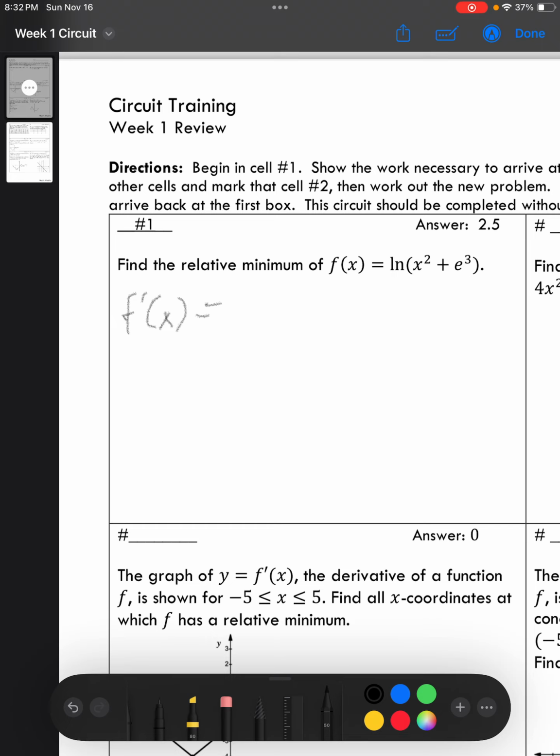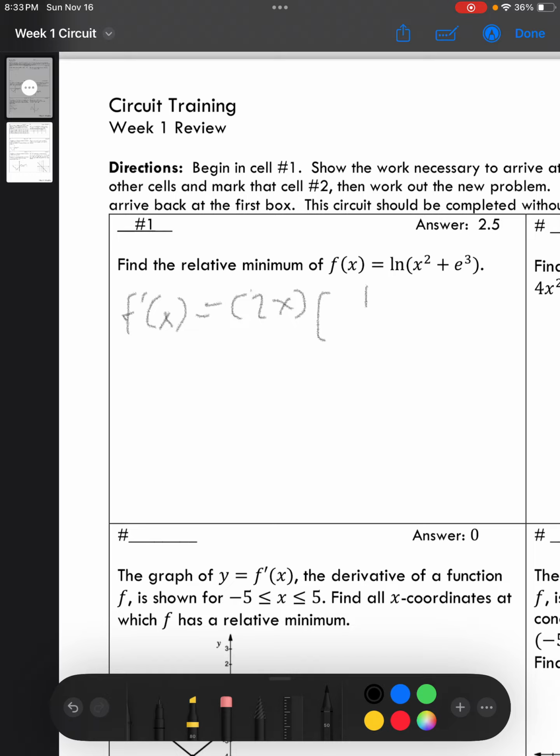So we do the derivative of the inside function. The derivative of the inside function is just 2x, because the derivative of x squared is 2x. But the derivative of e cubed is actually 0, because e is a constant. So a constant to the power of a constant would be another constant, and the derivative of a constant is just 0. So this would just be 2x plus 0, or 2x.